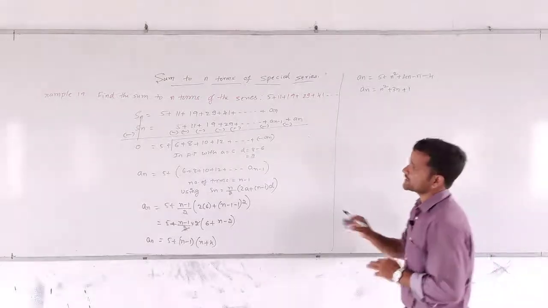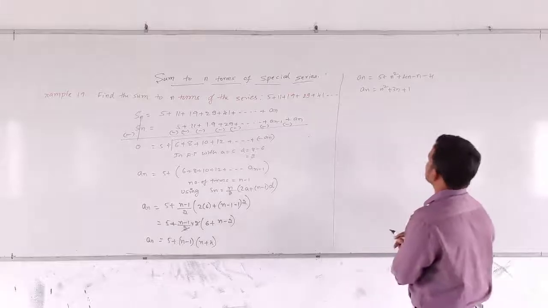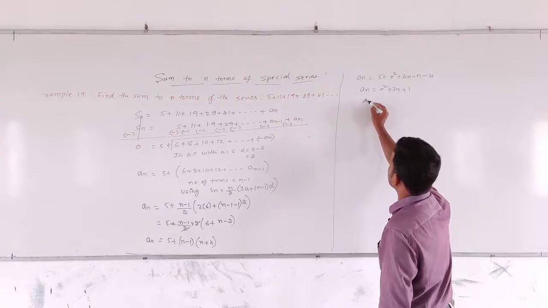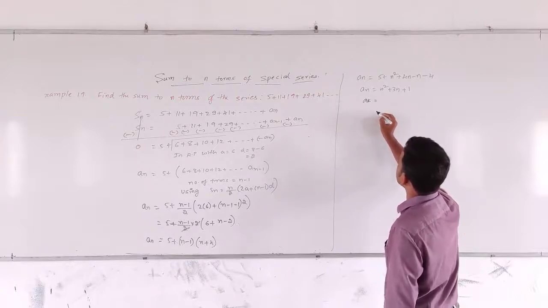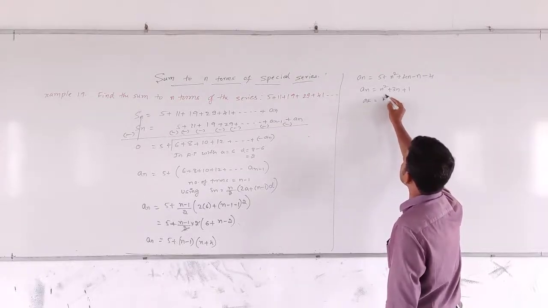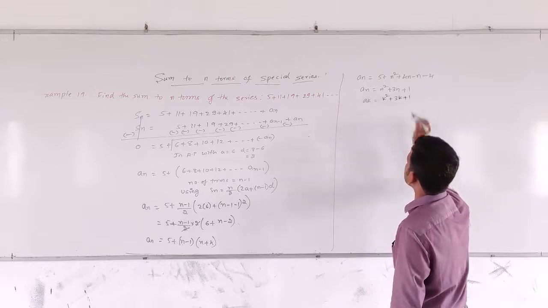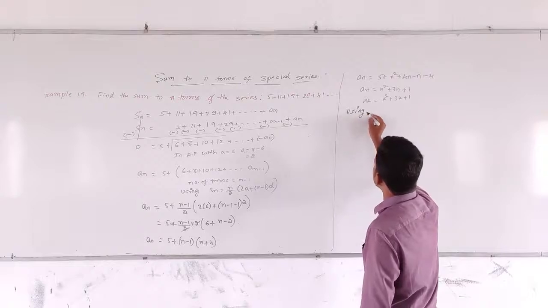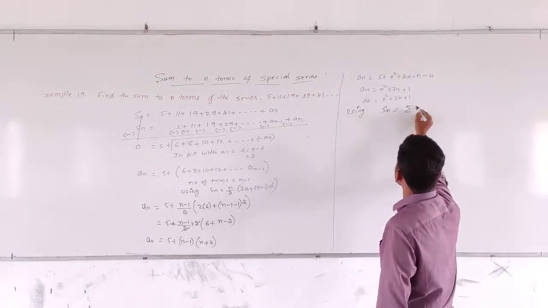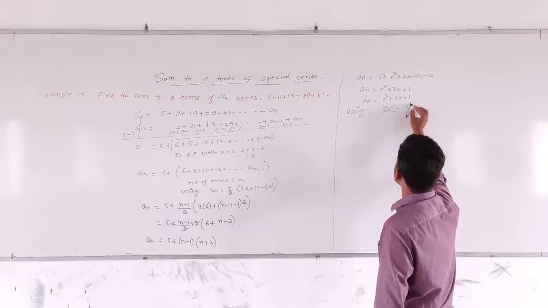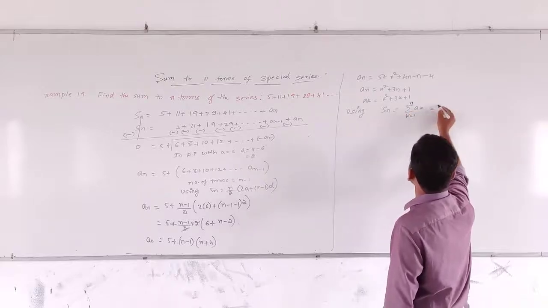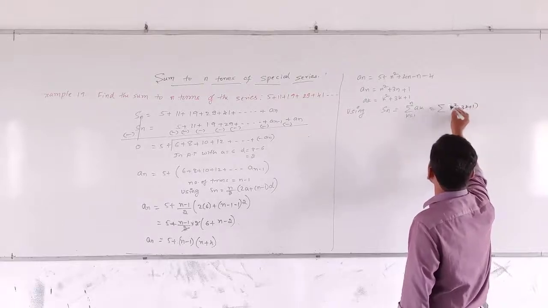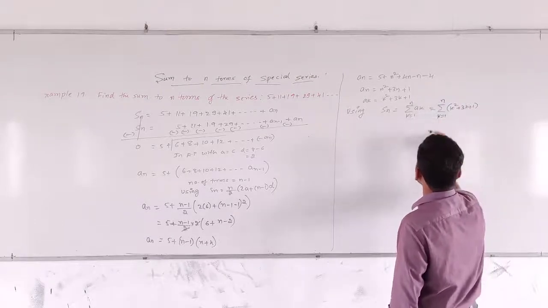It is the nth term of this special series. We need ak, right? Replace k is equal to n. Ak is equal to k square plus 3k plus 1. Okay, using the Sn is equal to summation of ak, where k varies from 1 to n. This one we have summation of k square plus 3k plus 1, where k varies from 1 to n.